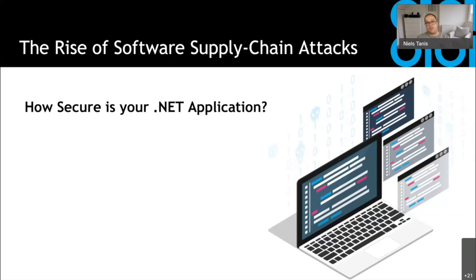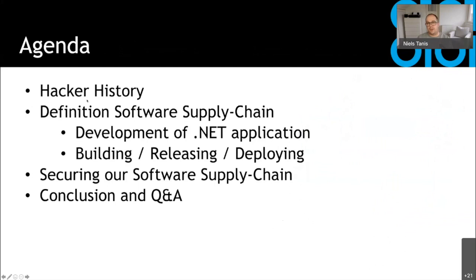That's in short the topic that we're going to cover, and I'm going to use the following agenda for that. First, we need to touch on some hacker history and the evolution of how hacking has changed, and why we need to focus on our supply chain right now. Then we need a definition of supply chain: what is it? We're going to take the development of a .NET application as an example, go through the different stages, and see what types of risks we're facing.